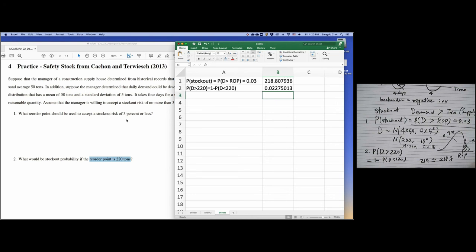First question, the 3% case: the reorder point is 219. If you have 219, then it will cover 97% of your in stock probability, right? But if your reorder point is given as 220, then the stock out probability is only 2%. So please practice this problem, and this problem is where we apply normal distribution probability theory to a real supply chain example.